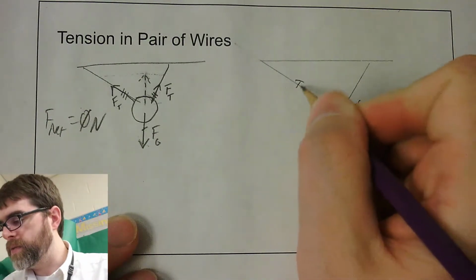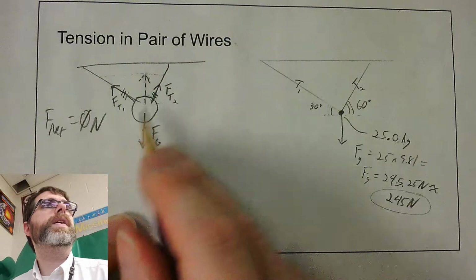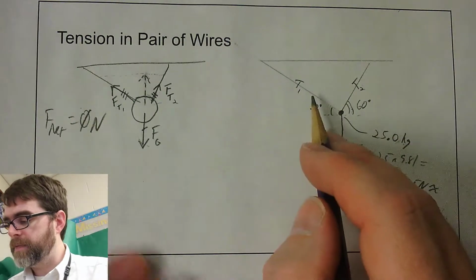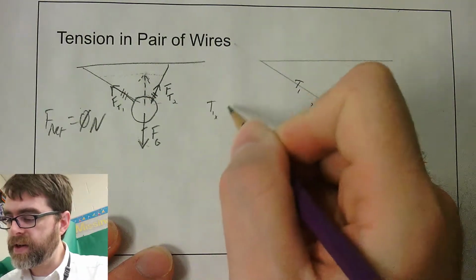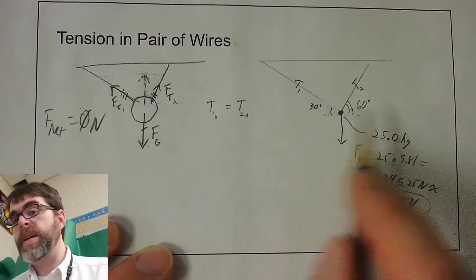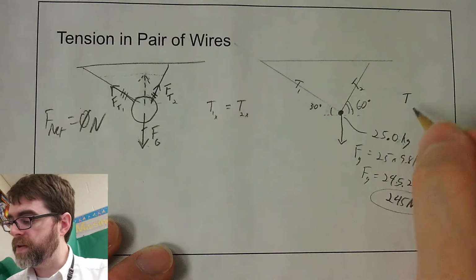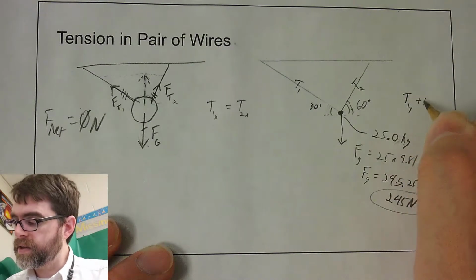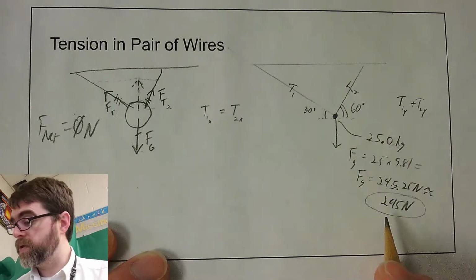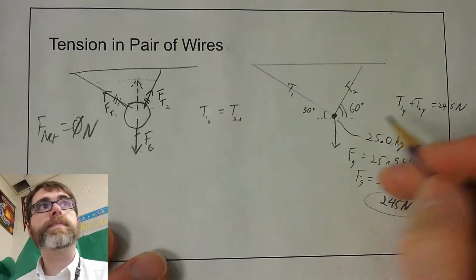So if I call this tension 1 and this one over here tension 2, or I could call it FT1 and FT2, I'm going to clean it up just a little bit by using just T1 and T2 here. Then we know that T1 in the x direction has to be equal to T2 in the x direction, because this thing is stationary. If it's stationary, these two have to be equal in size, opposite in direction. We also know that with the y components of these two, T1 in the y and T2 in the y direction are equal in opposite direction to the weight. So 245 newtons, or the weight.